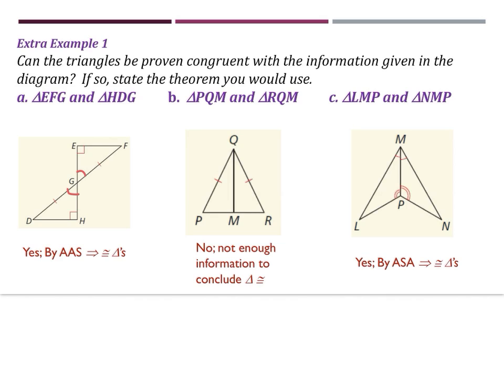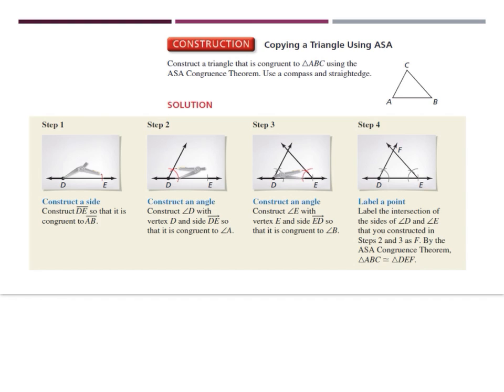Part C looks like we have enough information because of the two triangles sharing the same side. We can conclude that by angle, side, angle, these triangles are congruent. All right, here's another construction. So please pause the video and try these constructions. This time you're copying a triangle using angle, side, angle.